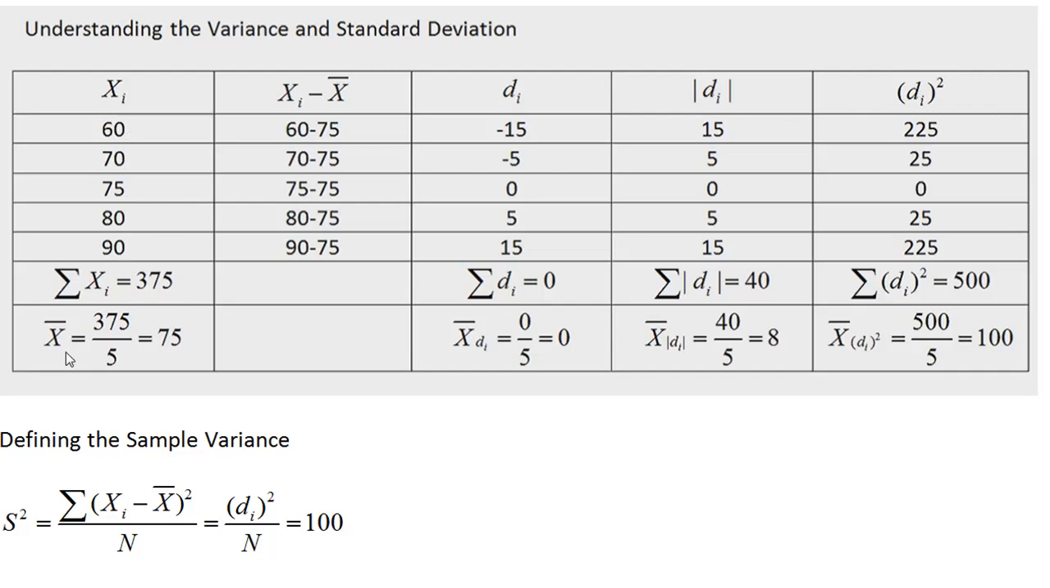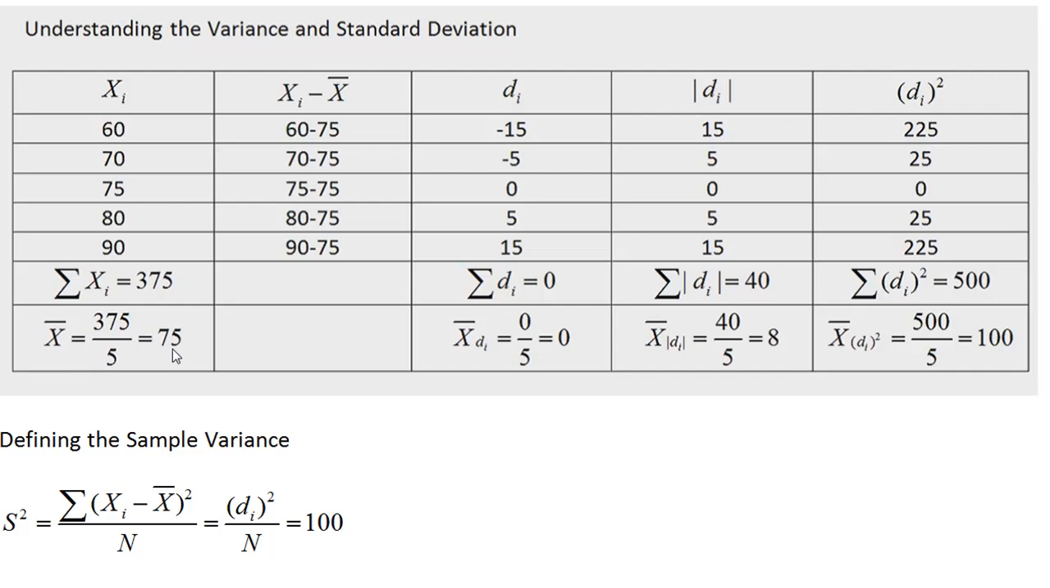Next, I'm going to take the average, the arithmetic mean. 375 divided by 5. I'm dividing by 5 because there are 5 pieces of information that went into that sum. That's how we compute any arithmetic average. And that's equal to 75.